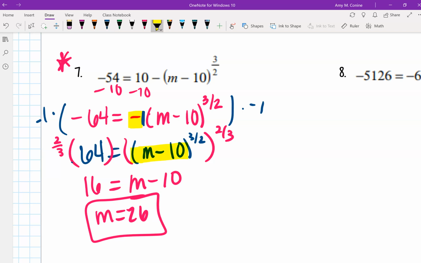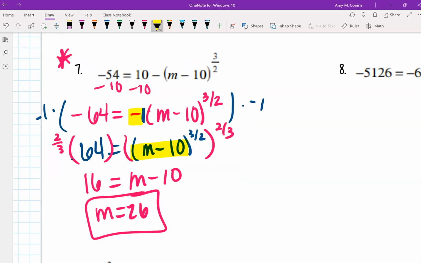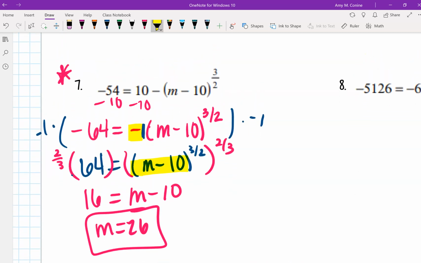So I raised both sides to the 2/3. I got 16 equals m minus 10, so m is going to equal 26. Okay, so that's doing rational exponents. So why don't we just finish up? We do one more, and then we'll be done.